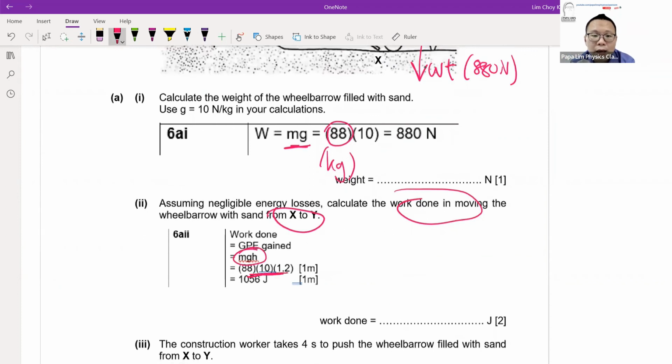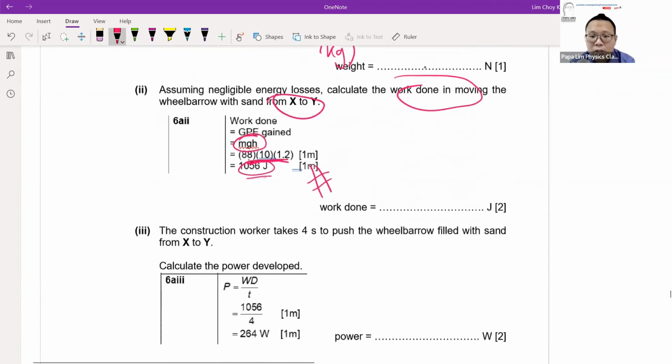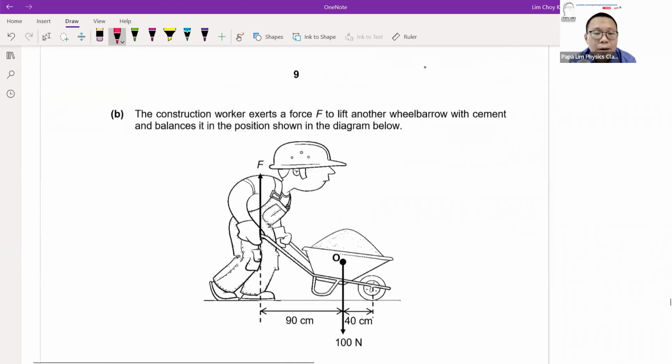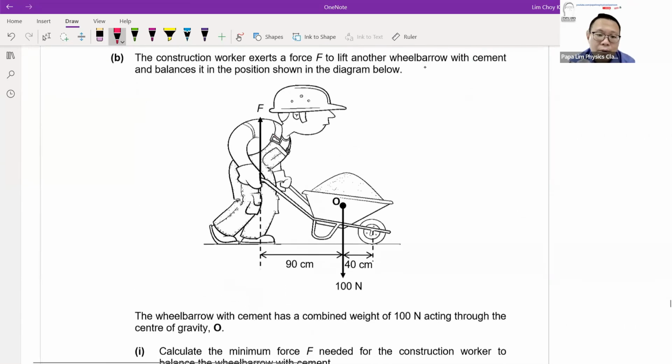So the height is 1.2, the mass is 88 kg, and the gravitational field strength is 10. I will get an energy of 1056 joules. It takes 4 seconds to push the wheelbarrow up. So power is energy divided by time. Make sure the time is in seconds. So 1056 divided by 4 is 264 watts. So that's the answer straight away, quite easily done. Now for part B, the slightly harder one.